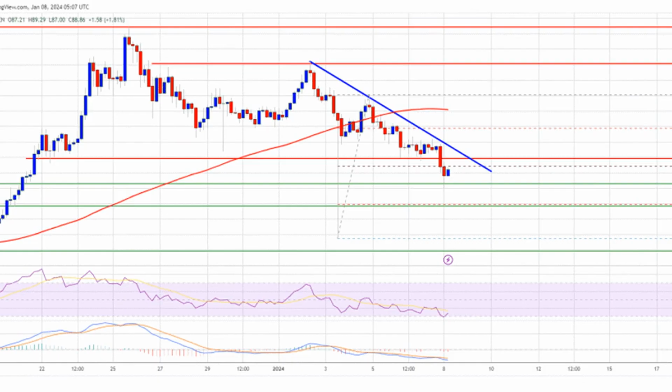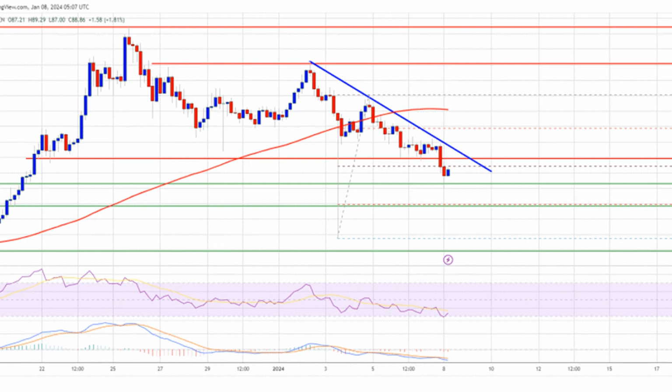Solana is moving lower from the $115 resistance. Sol price is showing a few bearish signs and might decline sharply toward the $68 support. Sol price started a fresh decline from the $115 resistance against the US dollar. The price is now trading below $100 and the 100 simple moving average, 4 hours.